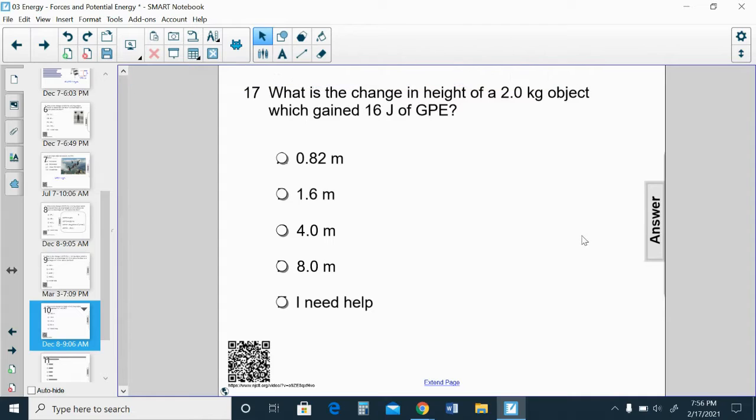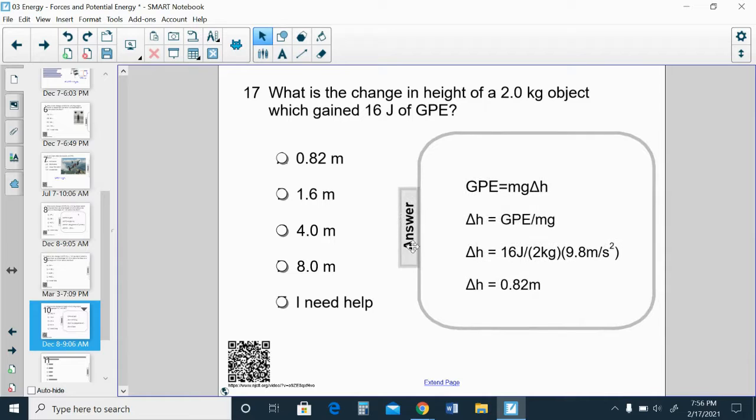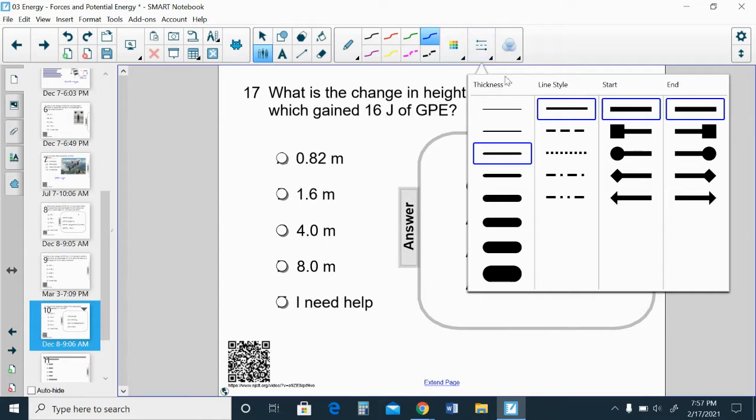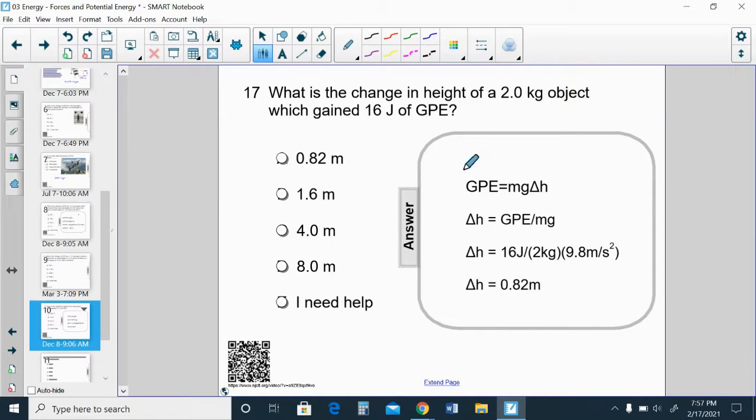What is the change in height of a 2 kilogram object which gained 16 joules of GPE? So for this one, just rearrange the equation like we've been doing. You're going to want to divide by mg on both sides, giving you an equation for change in height is equal to GPE divided by mg. You're given 16 joules for GPE divided by the 2 kilograms times 9.8 meters per second squared gives you 0.82 meters. So answer A is correct.